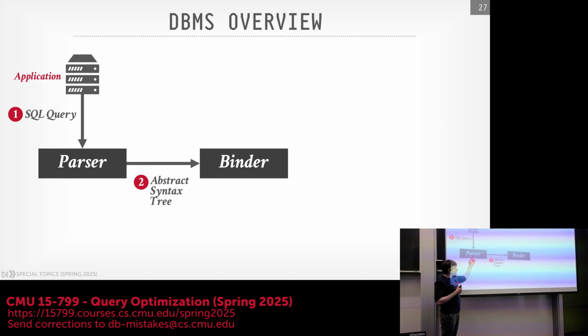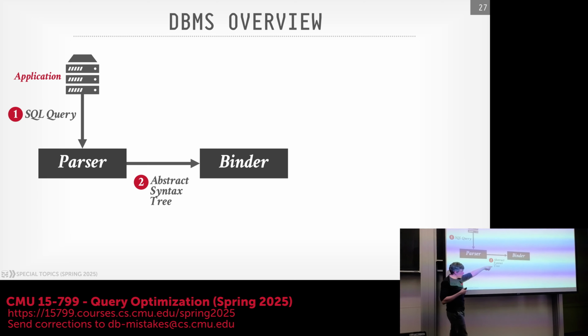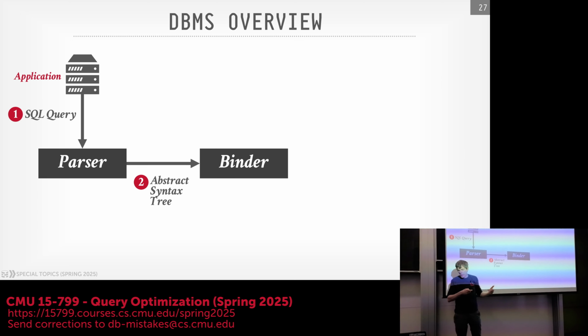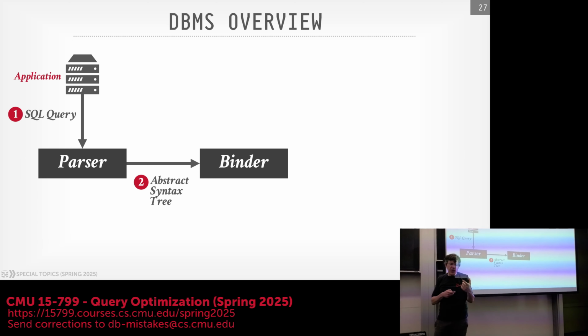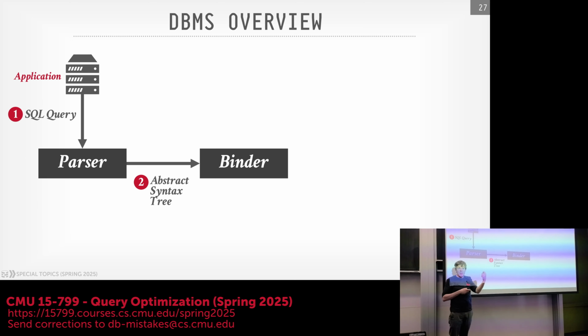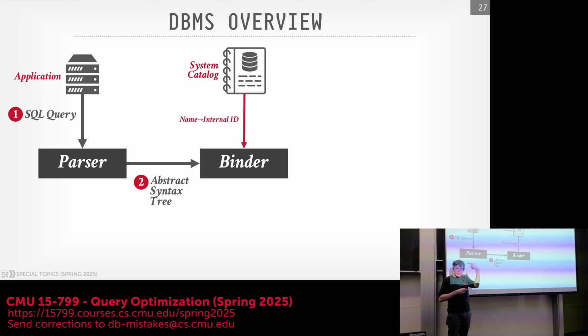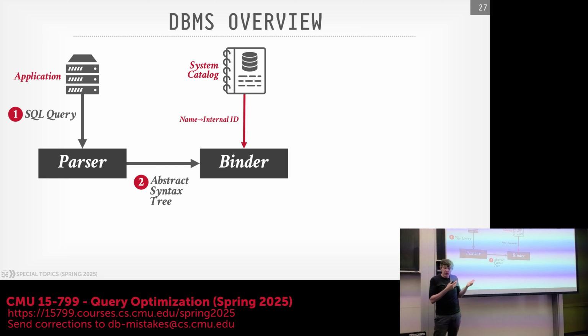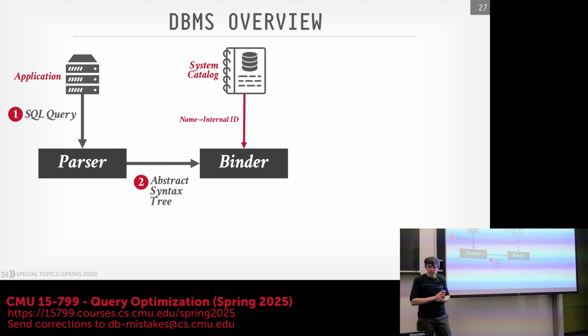Now in the next phase, we take that abstract syntax tree and pass it into what's called the binder, sometimes called the resolver. This is the thing responsible for looking at the tokens in the abstract syntax tree and mapping them to actual database objects. So for a given name of a table, what's the internal identifier or object ID that tells me here's the actual table they're referring to? Or if they're referring to a table that doesn't exist, the binder could throw an error.